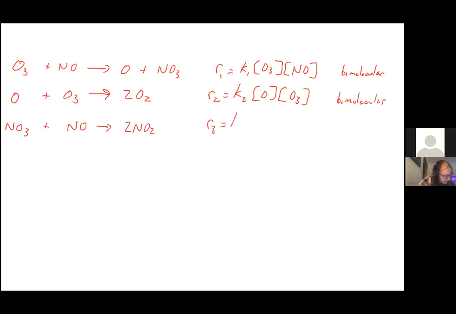R3 is K3 times NO3. And I just want to remind you, this is 2 again, so it's bimolecular. When you're doing those original problems way back at the beginning, rate laws, R equals K times concentration of A times concentration of B, you can't just look at the coefficients to find the rate law there. You have to go through experiments and figure them out. But if it's an elementary step, which is something you're proposing, then you can, okay?